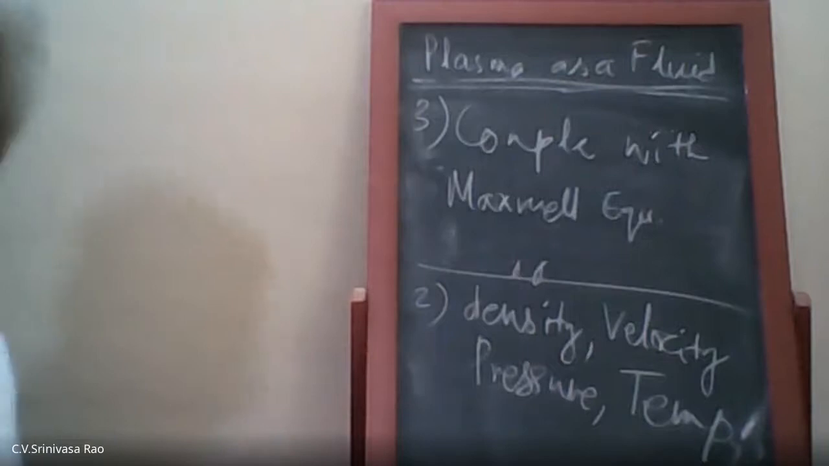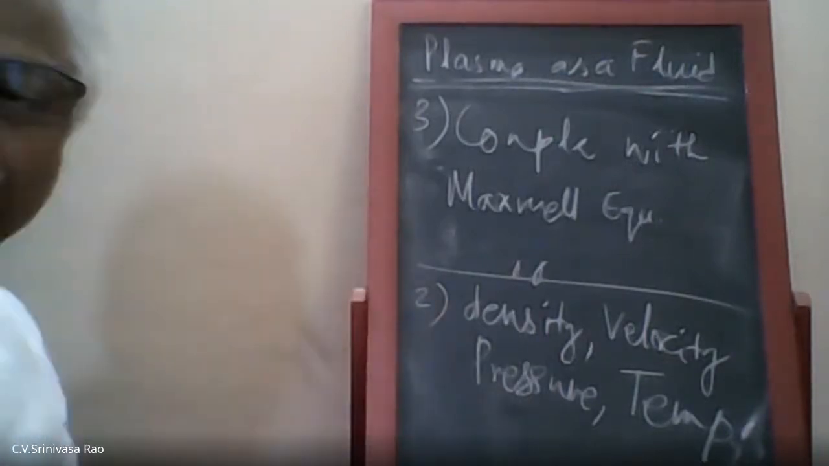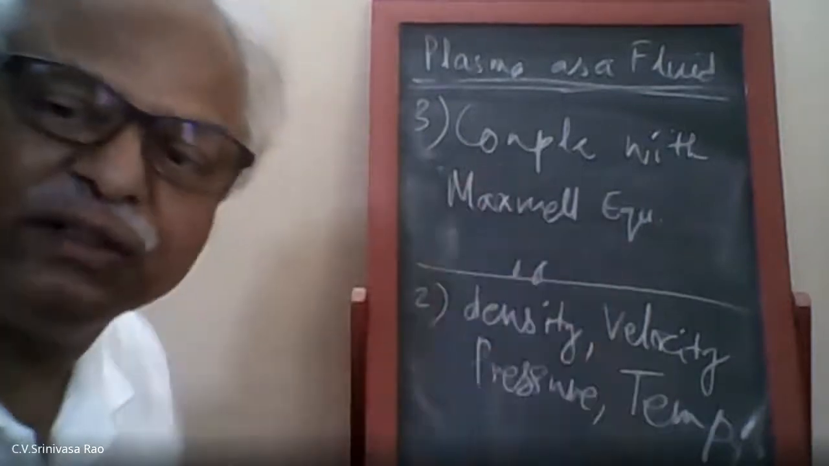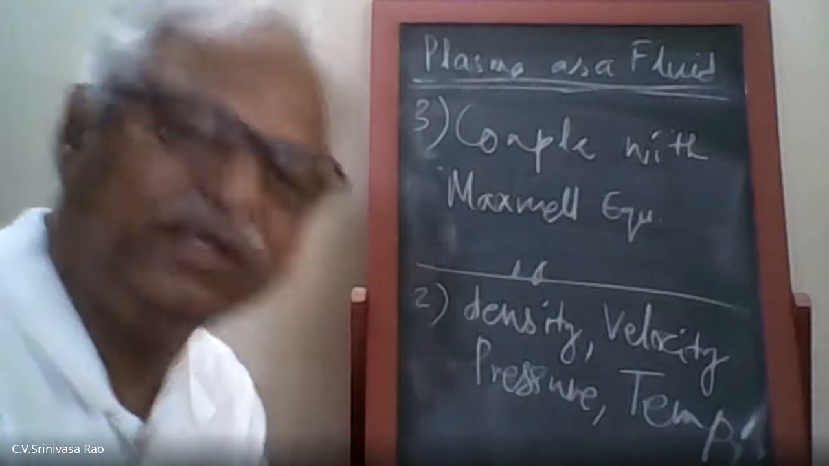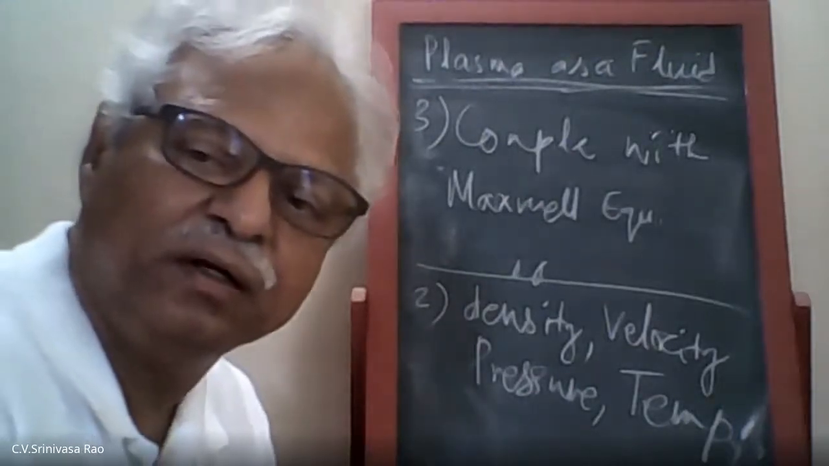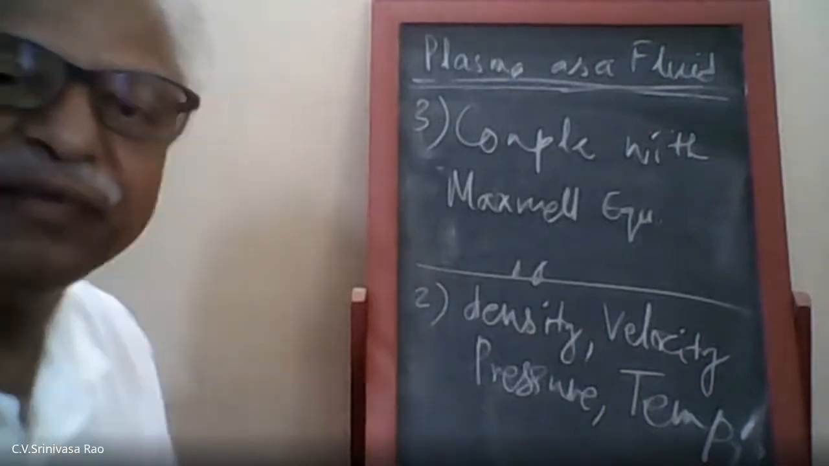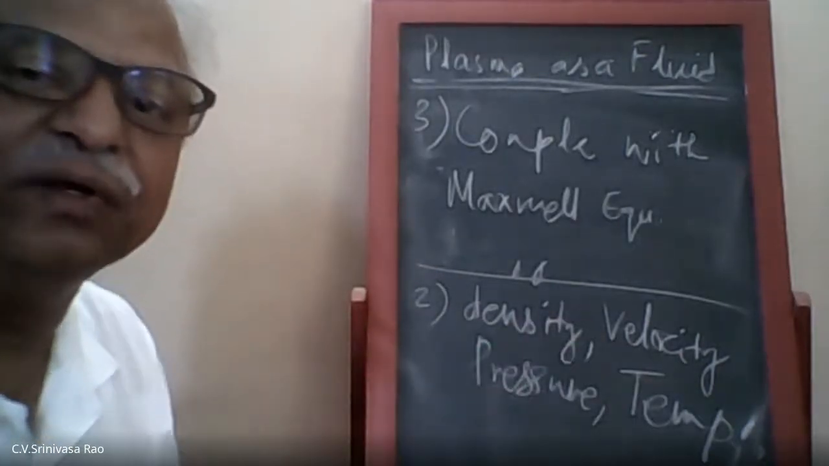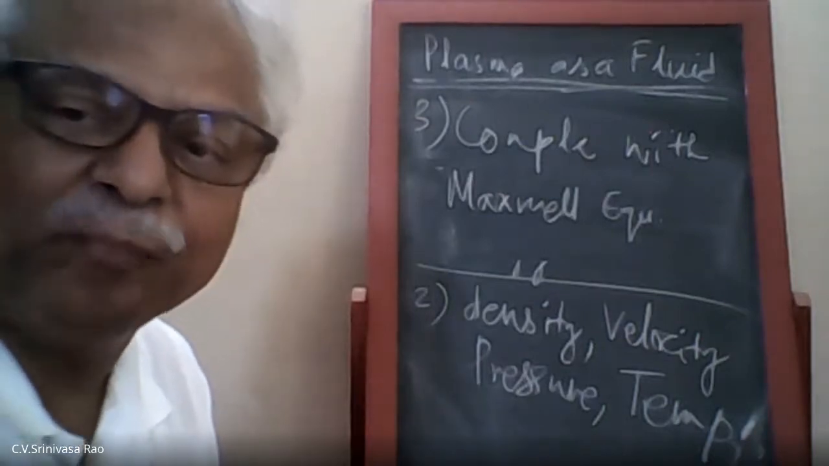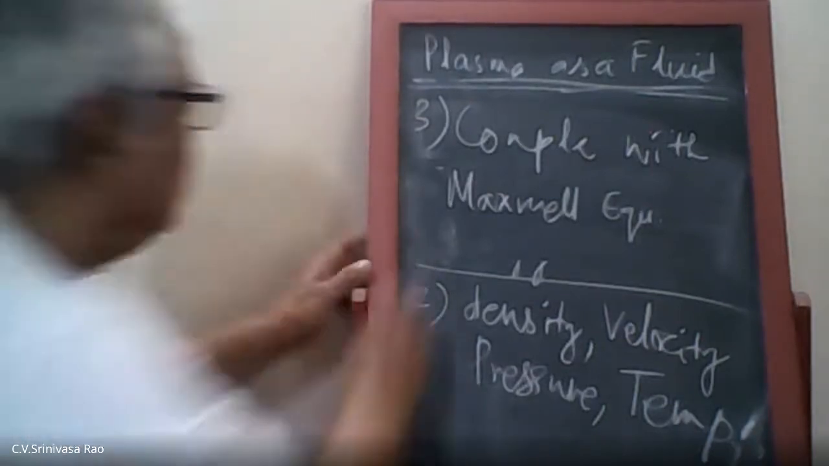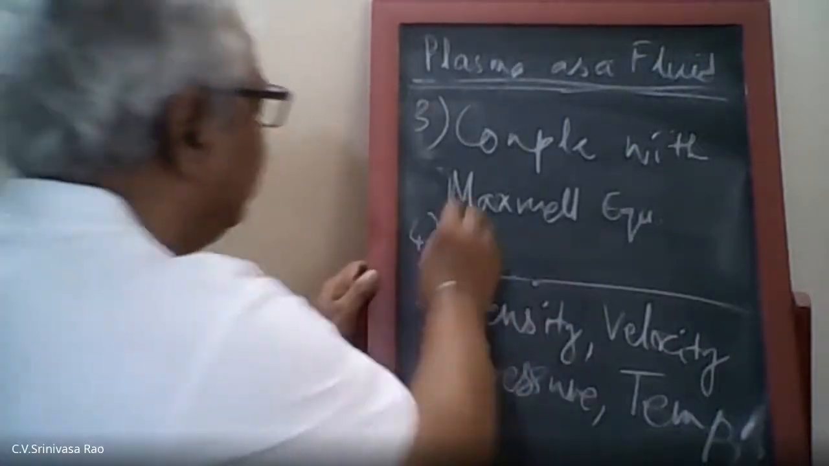And step four is basically now you have pressure. Pressure is coming as one of the parameters. So you'll have to go for a gas equation, P is equal to nkT or something of that sort, to basically close the whole system so that no variable is there which is not defined. So the fourth step will be the equation of state.